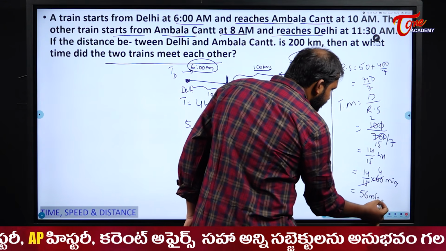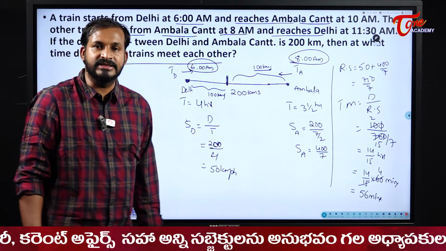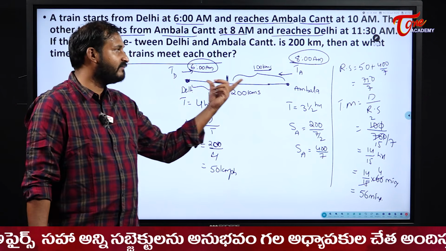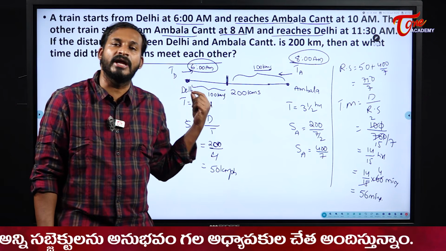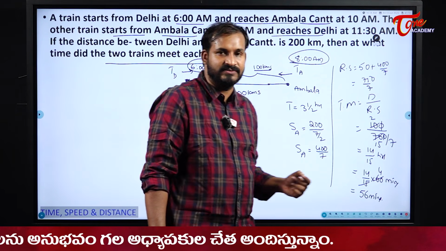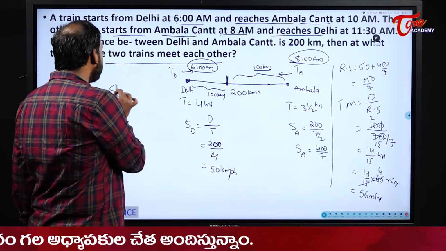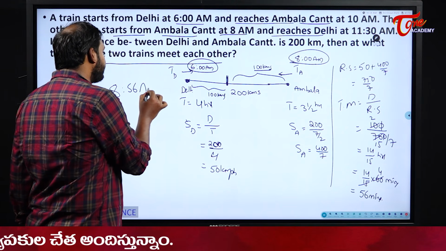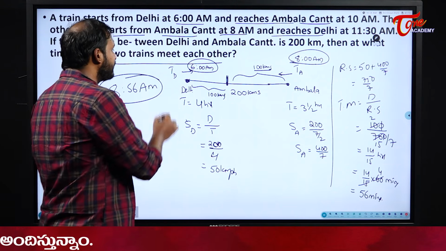Now tell me, at what time will both the trains meet each other? First what we have done, we made the times equal. What is the time now? 8 a.m. plus 56 minutes. That means the two trains will meet at 8:56 a.m.